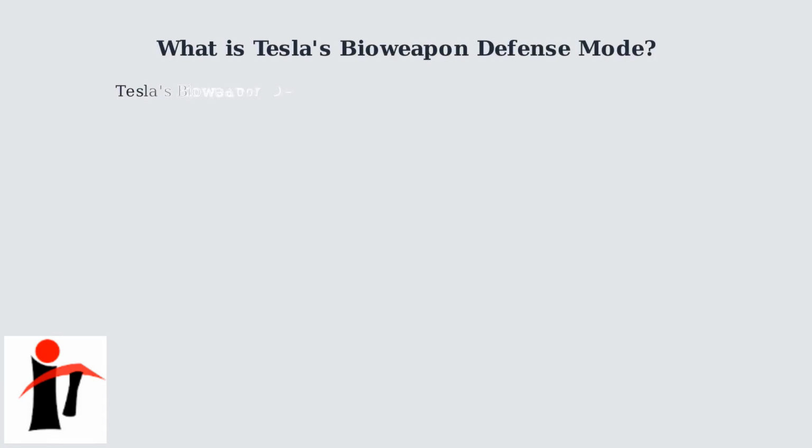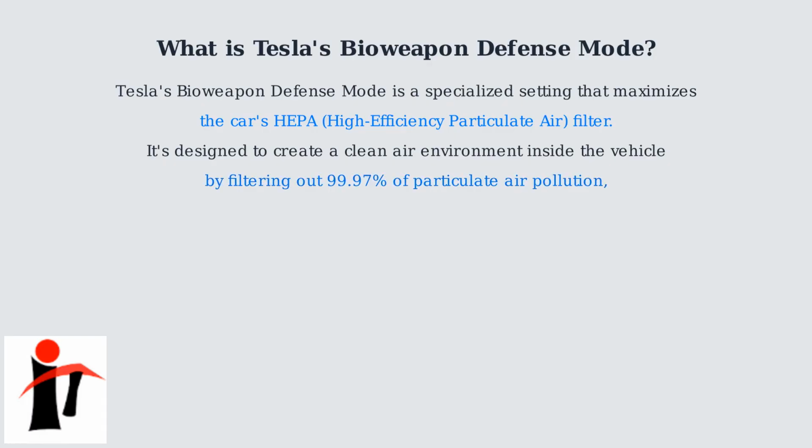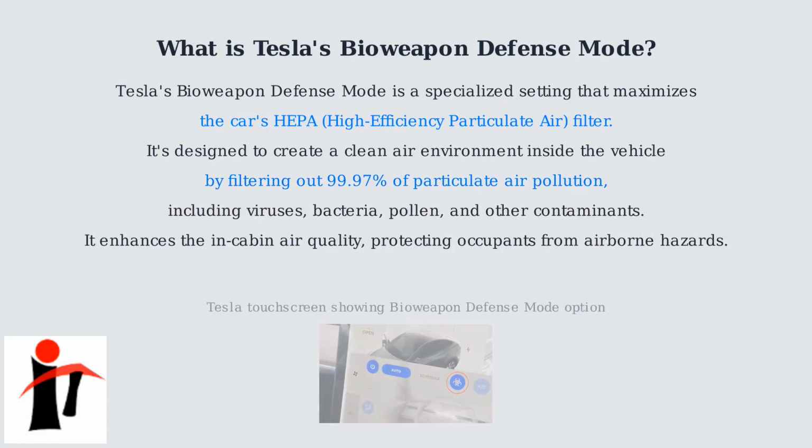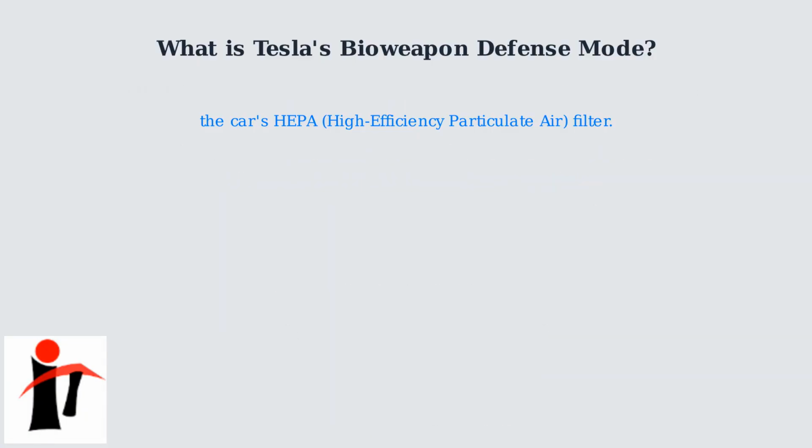Tesla's Bioweapon Defense Mode is a specialized setting that maximizes the car's HEPA (high-efficiency particulate air) filter. It's designed to create a clean air environment inside the vehicle by filtering out 99.97% of particulate air pollution, including viruses, bacteria, pollen, and other contaminants. It enhances the in-cabin air quality, protecting occupants from airborne hazards.